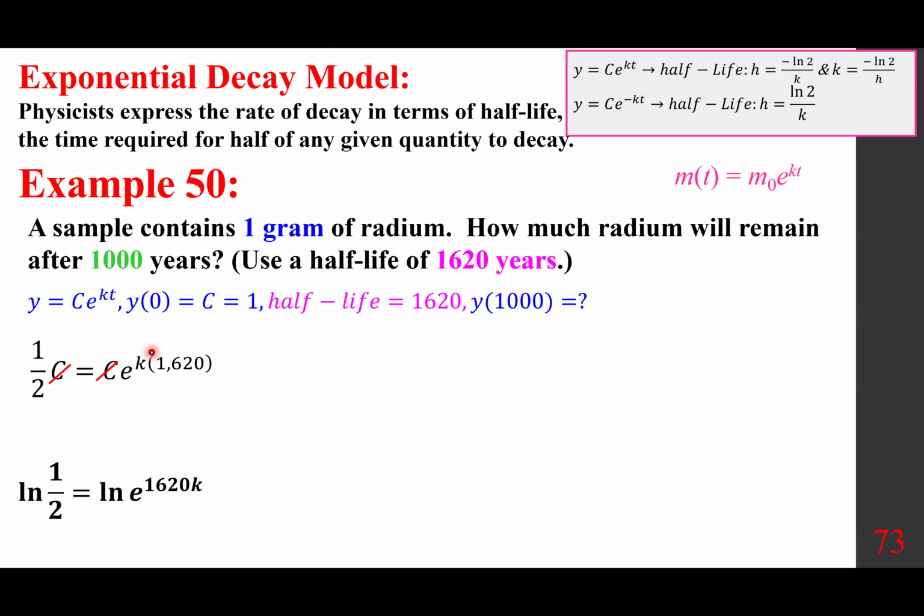So the right side, you're taking the natural log of the e, and therefore you just get the exponent 1620k. And the left side, ln of 1/2 is ln of 1 minus ln 2, and ln 1 is 0. So minus ln 2. So k becomes minus ln 2 over 1620. Again, you can keep it as that because that's an exact answer.